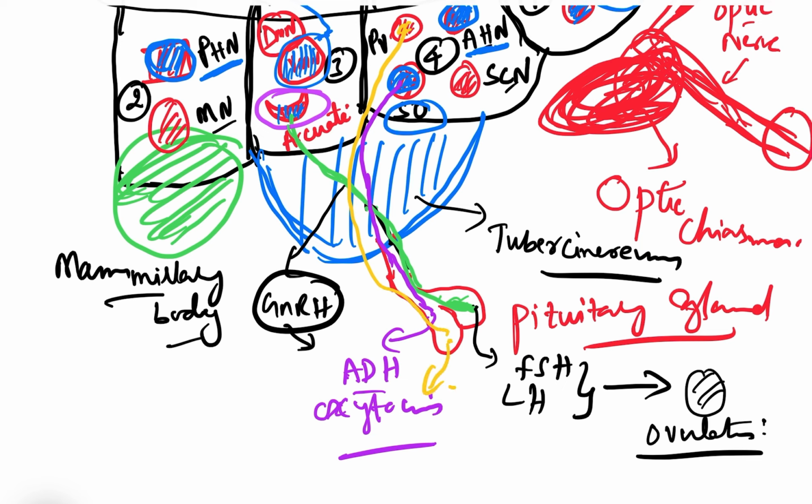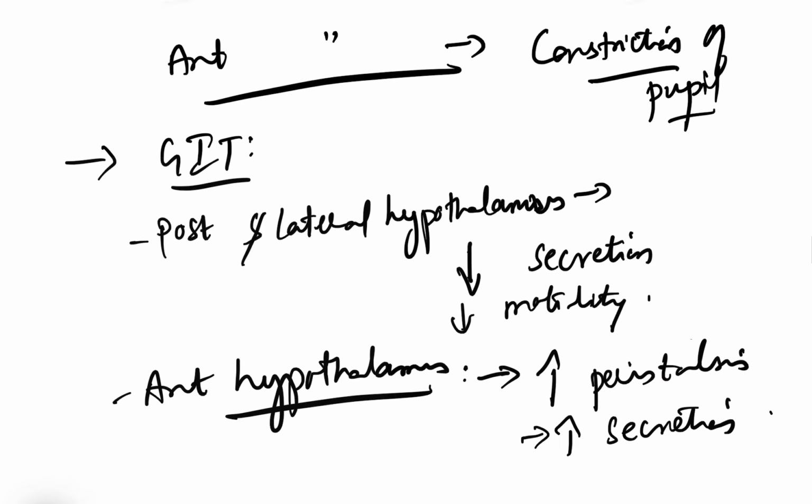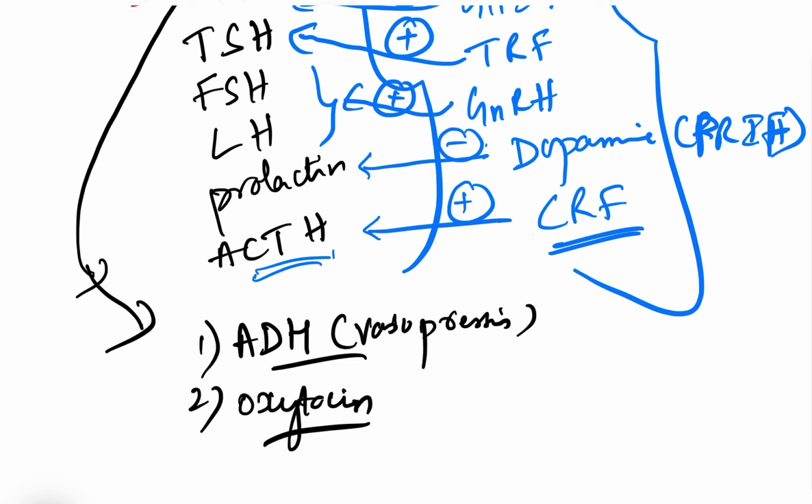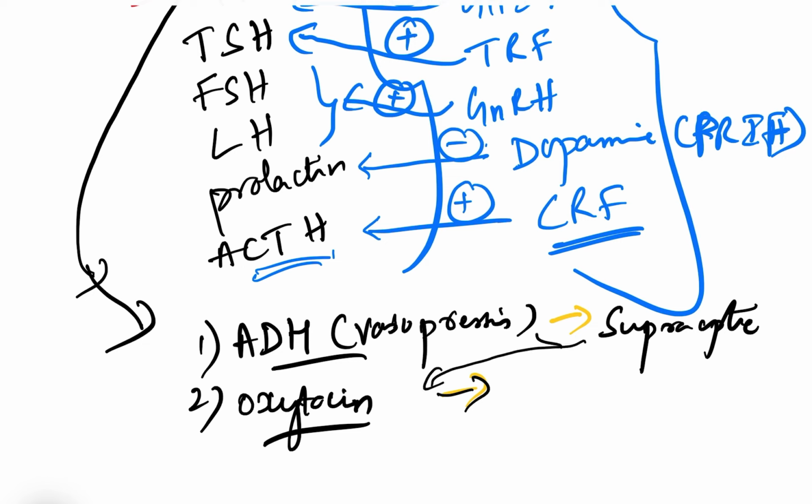Okay. Oxytocin synthesis takes place in the paraventricular nuclei, but it is released from the posterior pituitary gland. Okay. So this is how it will subserve the function of controlling the anterior and posterior pituitary gland. So ADH is released by the supraoptic nucleus, as well as a small amount of oxytocin, and oxytocin is released from the paraventricular nucleus.